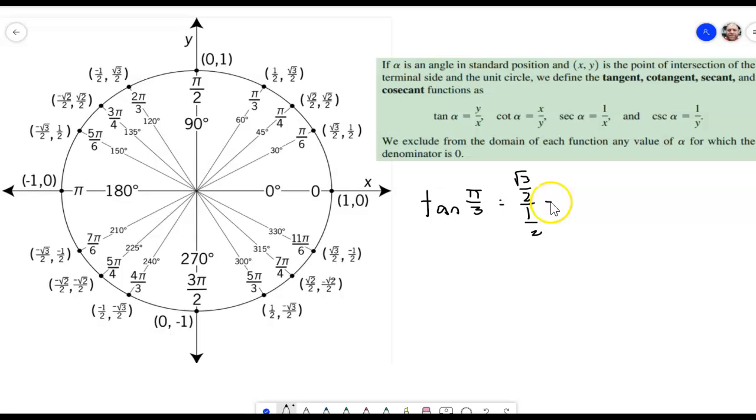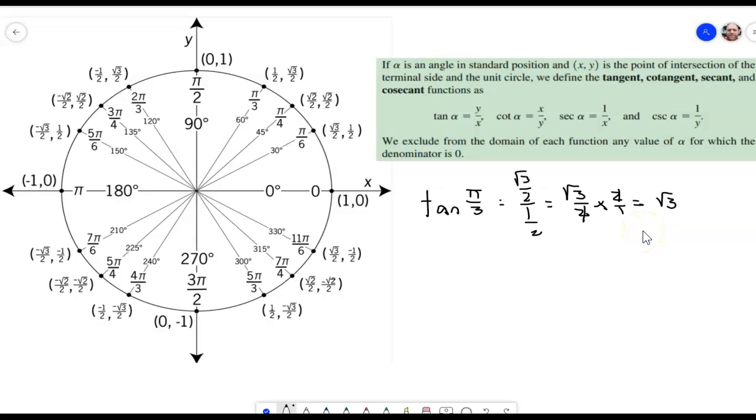So if we remember, hopefully we learned this before, especially in pre-calculus algebra, if we have a fraction over a fraction, we can do the top times the reciprocal of the bottom. So just flip the bottom around, and that'll cancel, and I'm just left with the square root of 3.